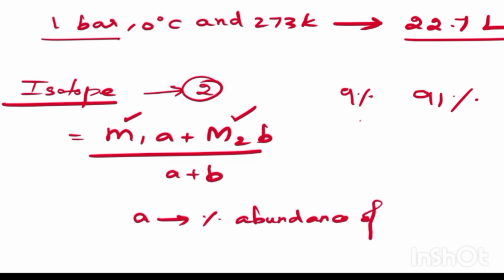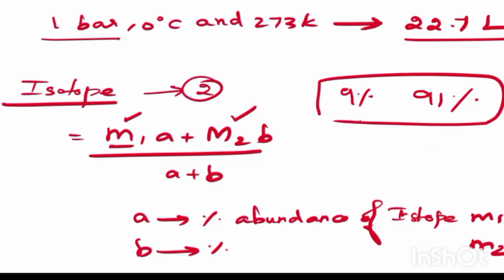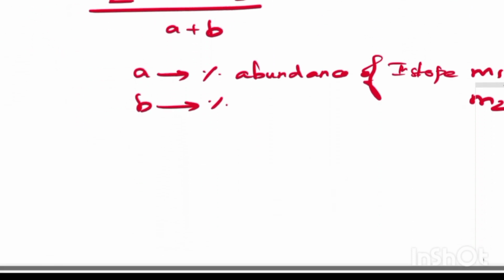of the first isotope, that is of the isotope which has mass M1. Okay, of isotope which has mass M1, and B is the percentage abundance of the isotope which has mass M2. Okay, if they are given the abundance in percentage, you have to use this formula. In case they have given the abundance in fraction, like they have given the abundance like 1 by 2, 1 by 5, like that they have given 4 by 5 and 1 by 5.